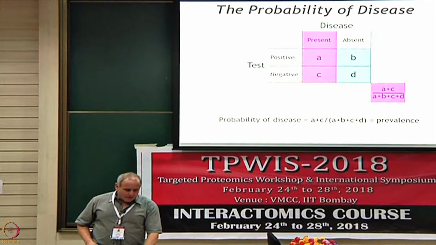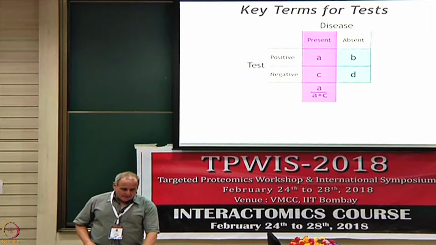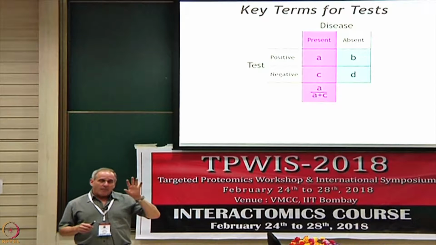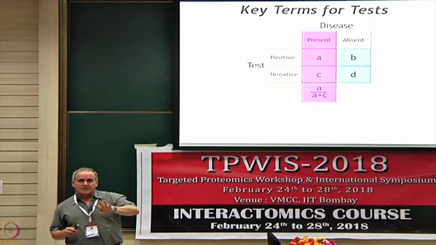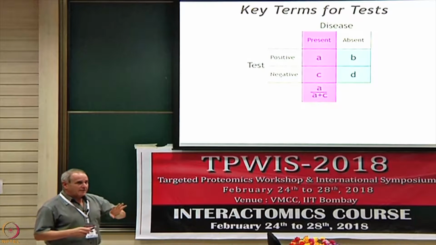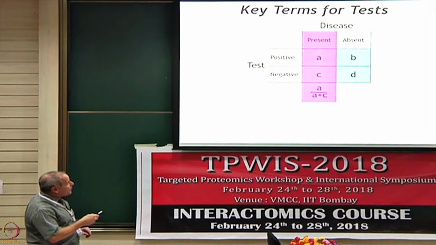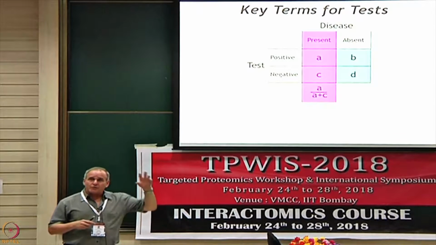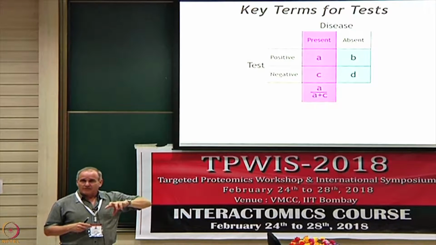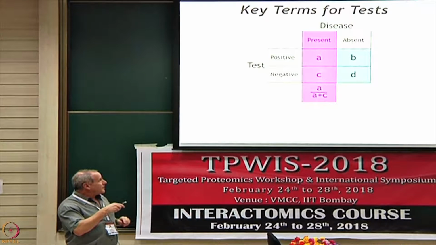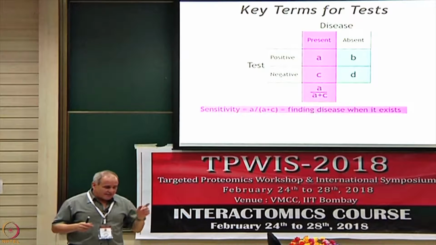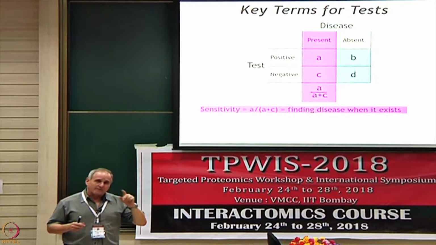Okay. Now, the next thing we want to talk about is sensitivity. Sensitivity we define as a positive test in the presence of disease. That's sensitivity. And in this case, mathematically, it's A over A plus C. So the denominator is everybody with disease, and A is just the people for whom the test was positive. The closer that A is to A plus C, the smaller the false negatives, the better the test, right? So that's called sensitivity, finding disease when it is present.